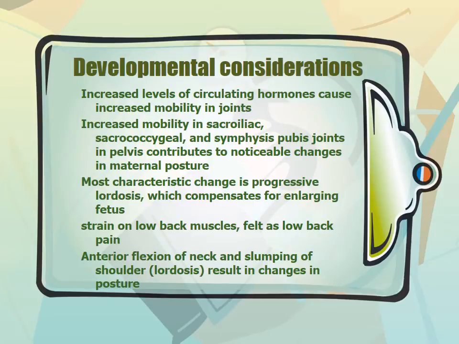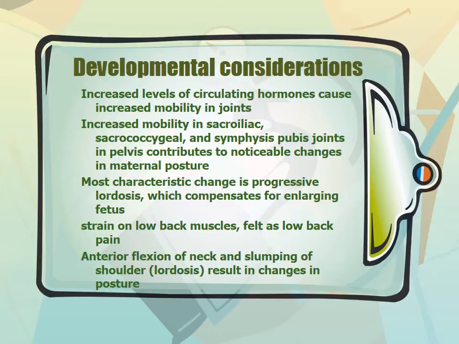Remember that in pregnant women, you're going to see increased levels of circulating hormones that are going to cause that increased mobility in joints. Remember that women produce what? Relaxin, in order to allow the passage of the baby through the birth canal.